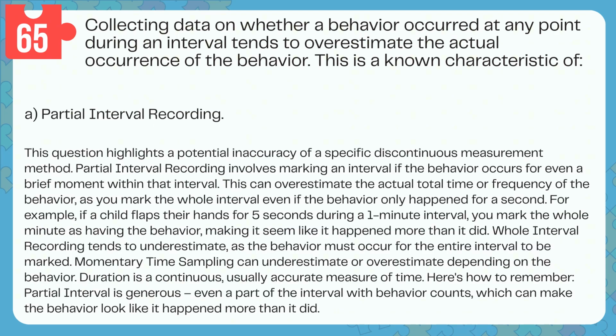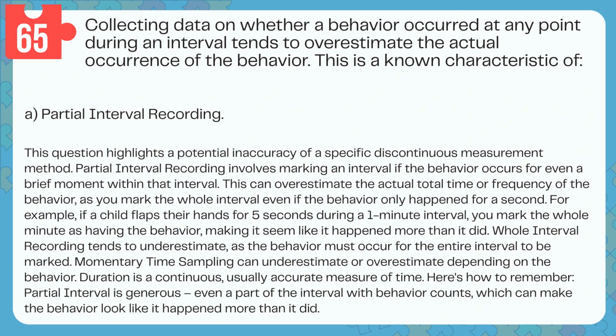Answer A. Partial interval recording. This question highlights a potential inaccuracy of a specific discontinuous measurement method. Partial interval recording involves marking an interval if the behavior occurs for even a brief moment within that interval. This can overestimate the actual total time or frequency of the behavior, as you mark the whole interval even if the behavior only happened for a second.